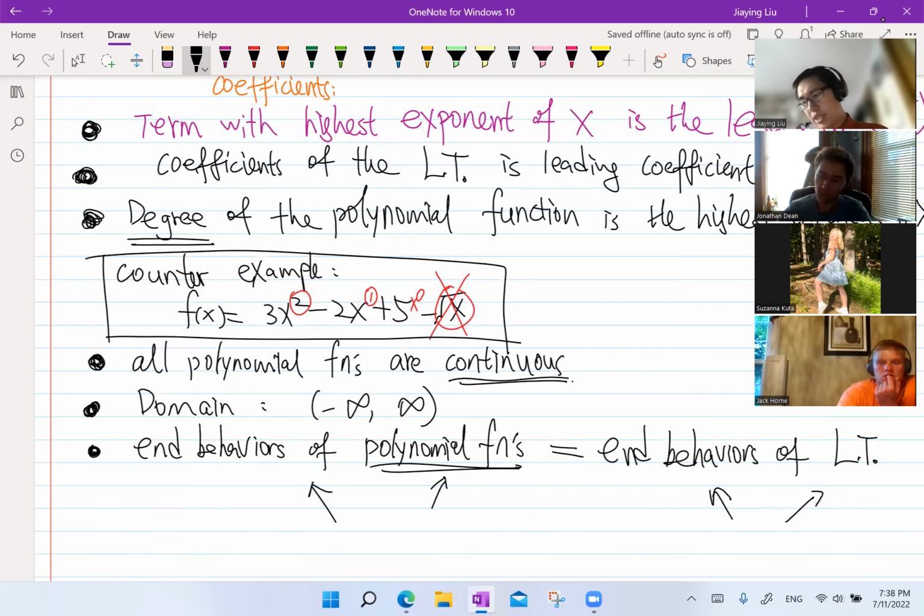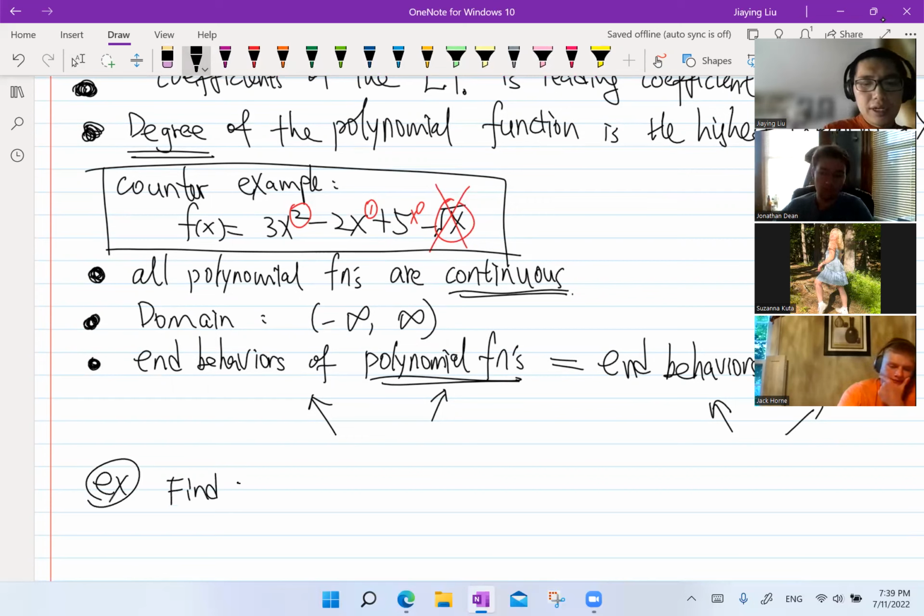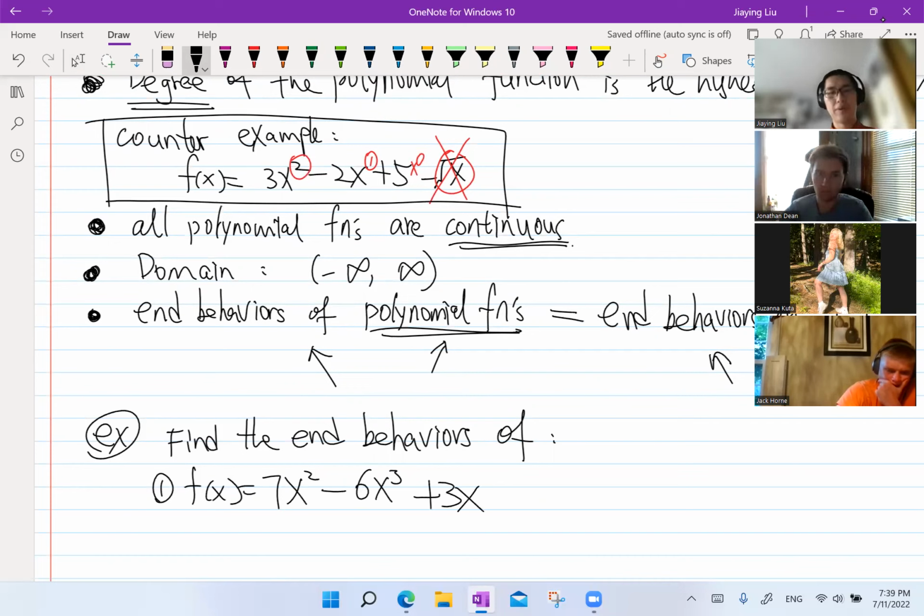All right, I think that's what I had to write. But let's look at some examples. So here's an example. Find the end behaviors of the following functions. The first one I have is f of x equals 7x squared minus 6x cubed plus 3x, for example. Well, here we have a polynomial function with three terms, and all the exponents are positive: 2, 3, 1. So how do I know what the end looks like?